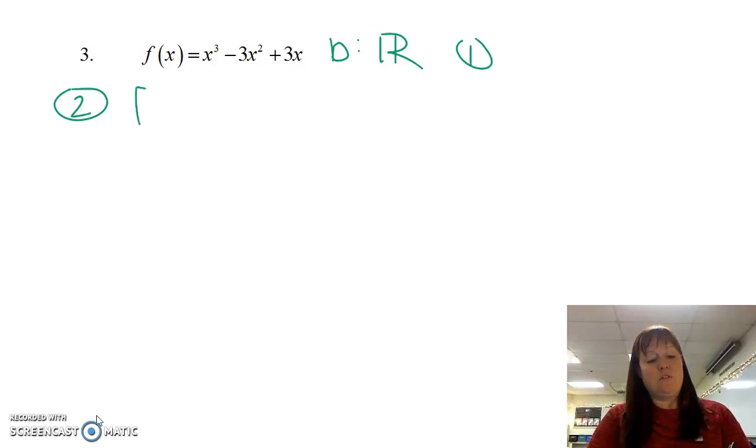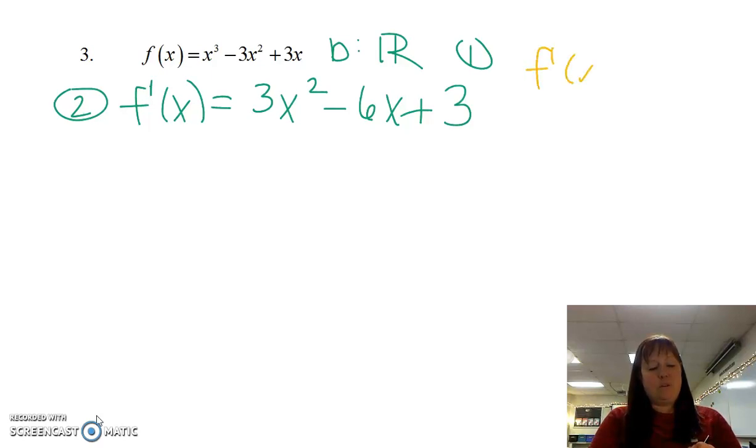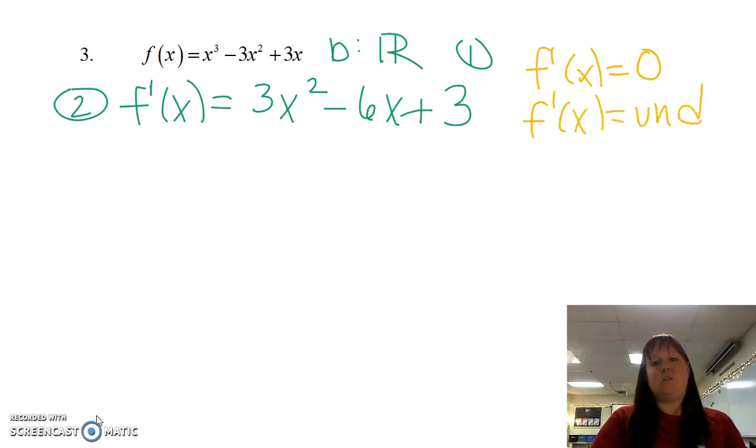Okay, so let's find the derivative. F prime of x equals 3x squared minus 6x plus 3. So that's our derivative. And then we see, where is the derivative equal to 0? And where is the derivative undefined? Okay, those are our two things to find critical numbers.